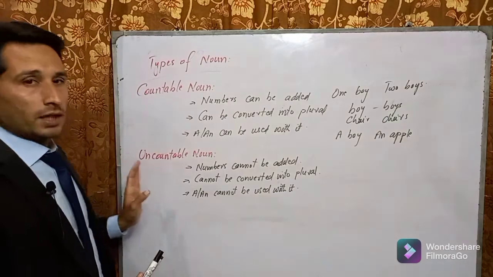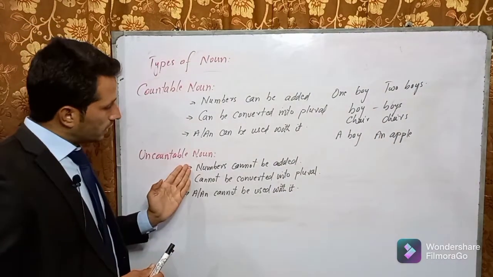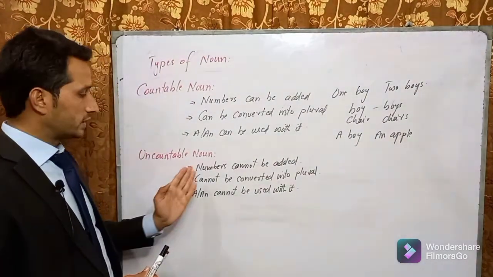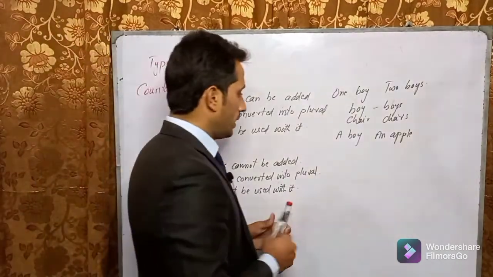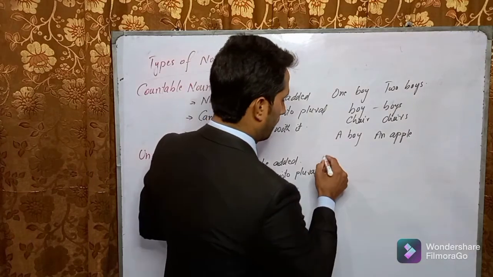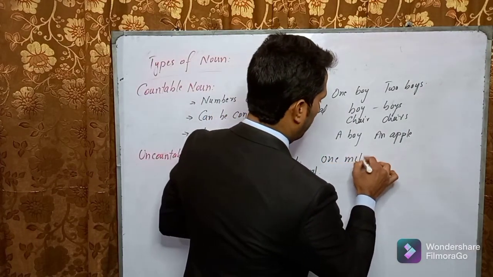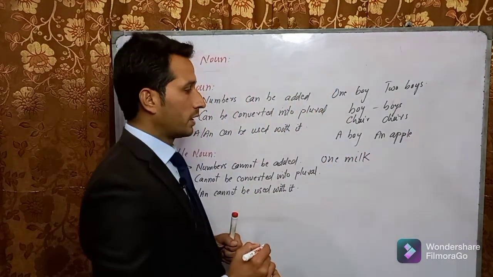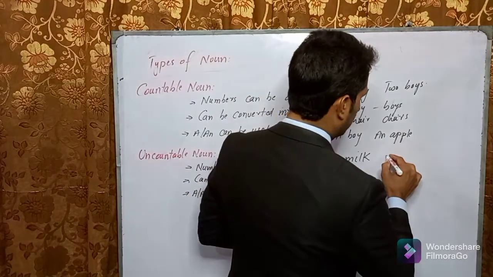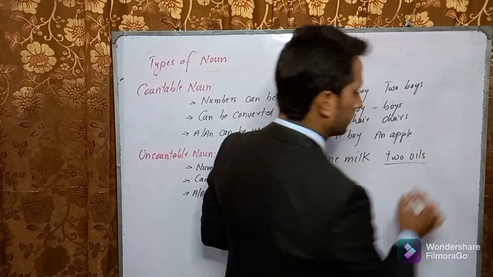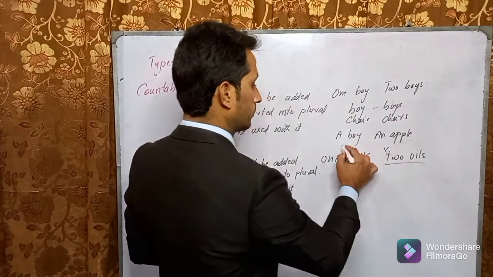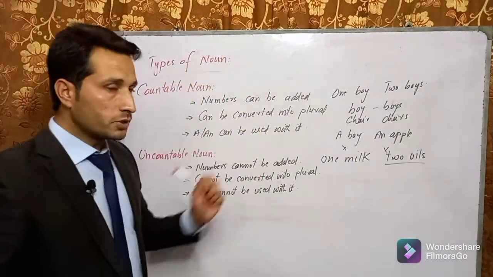Next, we have uncountable. Now, if we do not have these features, for example, we cannot add numbers with that. For example, I cannot say one milk. I cannot say two oils. They are incorrect. We cannot add numbers with them.